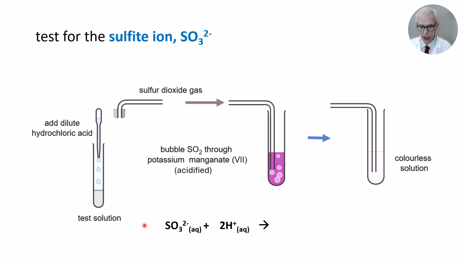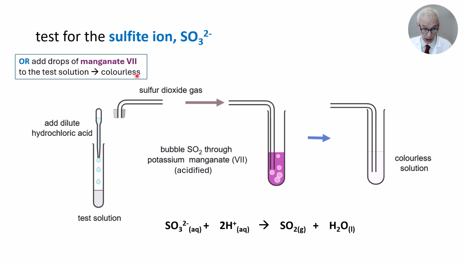Could you complete the ionic equation for the reaction between sulfite and 2 hydrogen ions from hydrochloric acid? So complete this ionic equation. Pause, come back when you're ready to check and correct. Okay, so here is the correct ionic equation. SO3 2- plus 2H+ gives SO2, state symbol g for gas, plus water. To balance the equation, state symbol l for liquid.